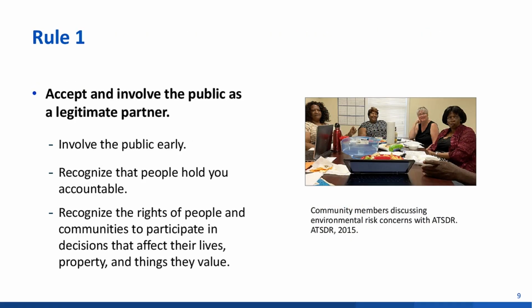The first rule is to accept and involve the public as a legitimate partner. This can be challenging. Sometimes you may get involved in a site after something has already happened. The community may already have had some negative experiences with other regulatory or health partners. In order to involve the public as a legitimate partner, you need to do your best to involve them early and recognize that people hold you accountable.